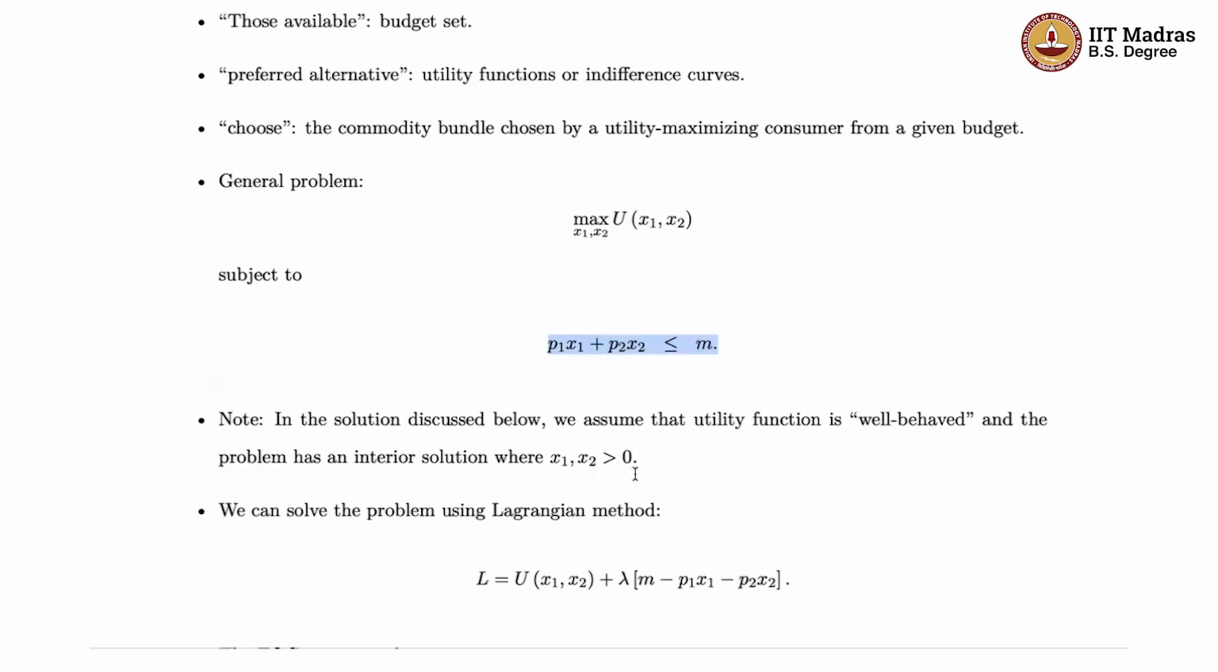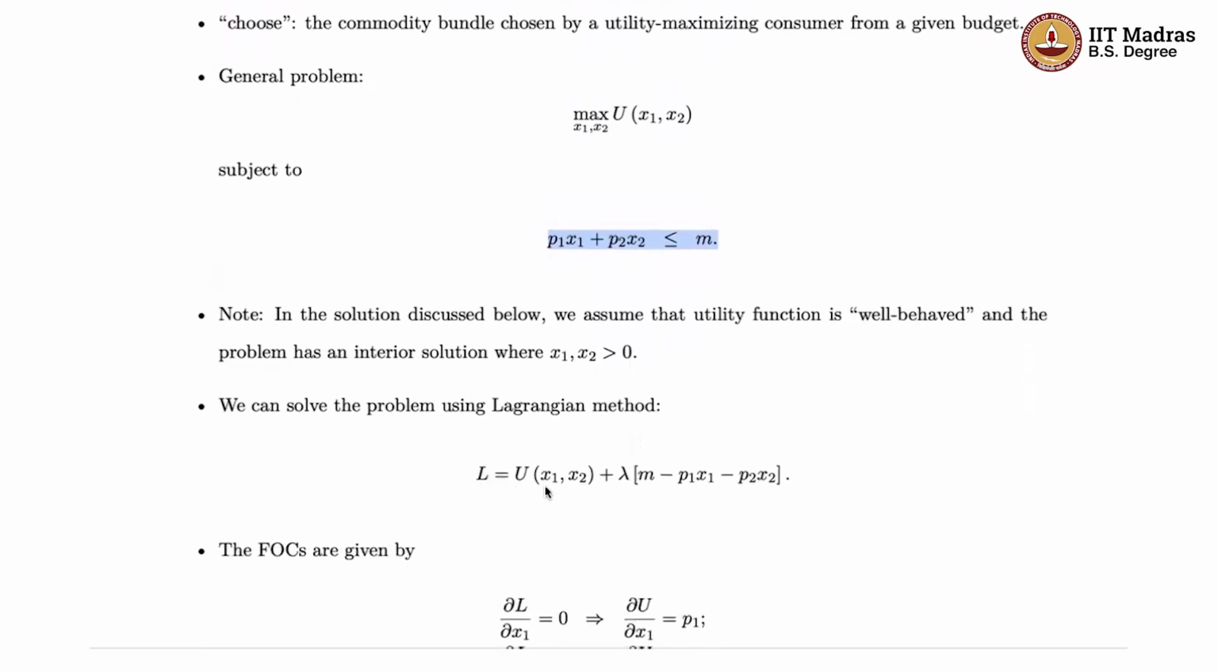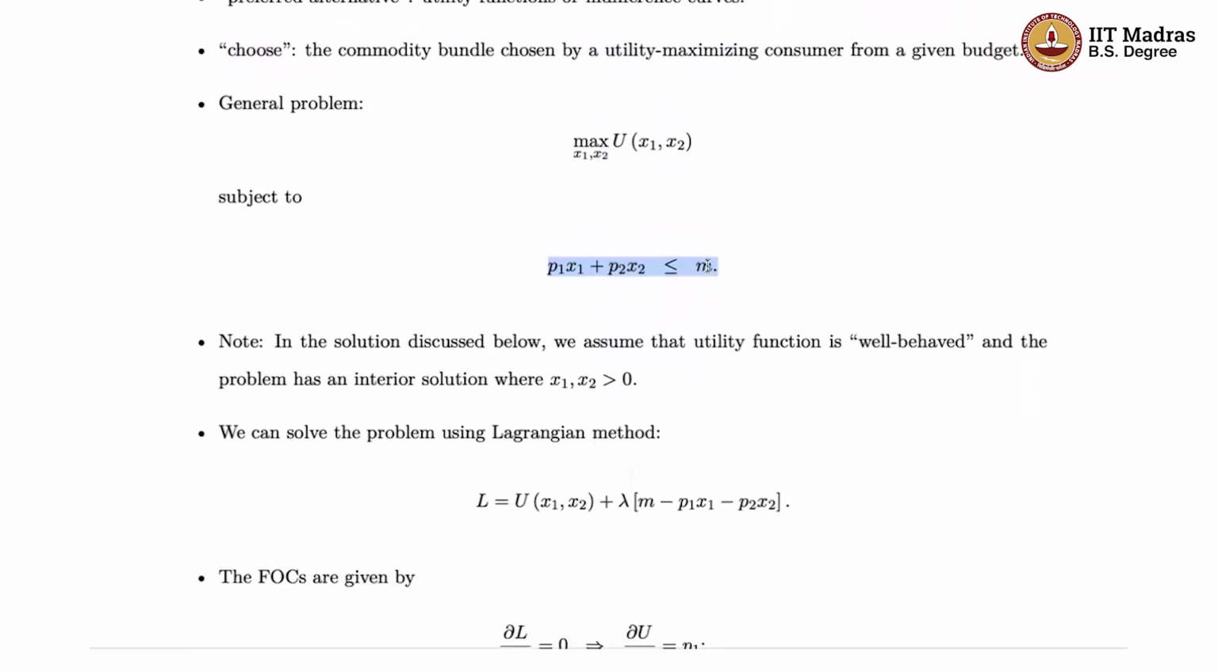So let's focus on how the solution works. We can solve this using the Lagrangian method, right? If this is familiar to you from basic mathematics, these are techniques useful when solving problems involving optimization under constraints, right? So the procedure is you first write down the Lagrangian, right? What is the Lagrangian? That is the objective function that you are trying to maximize plus lambda, which is known as the Lagrange multiplier, multiplied by m minus p1x1 minus p2x2.